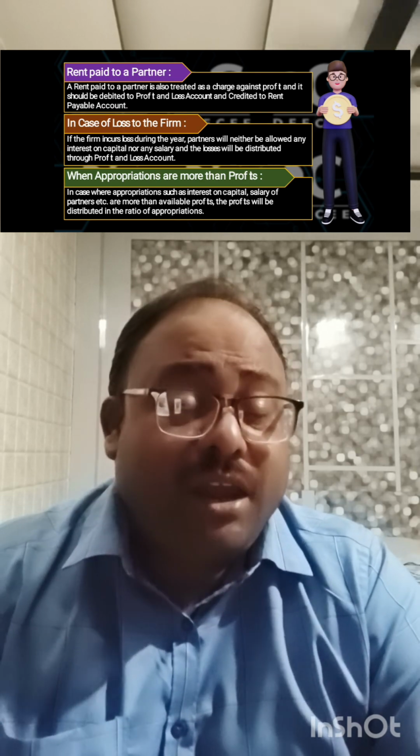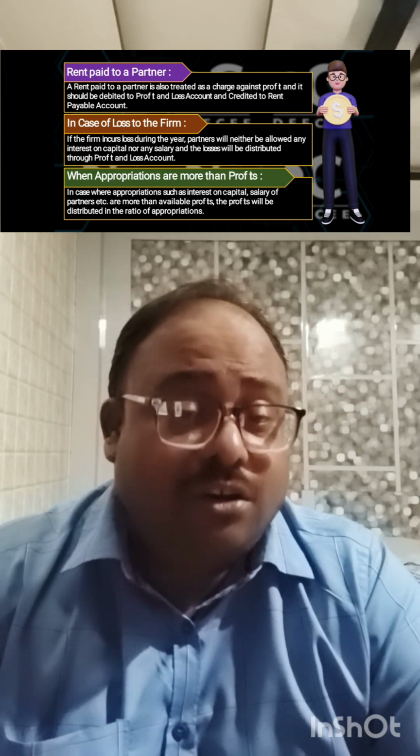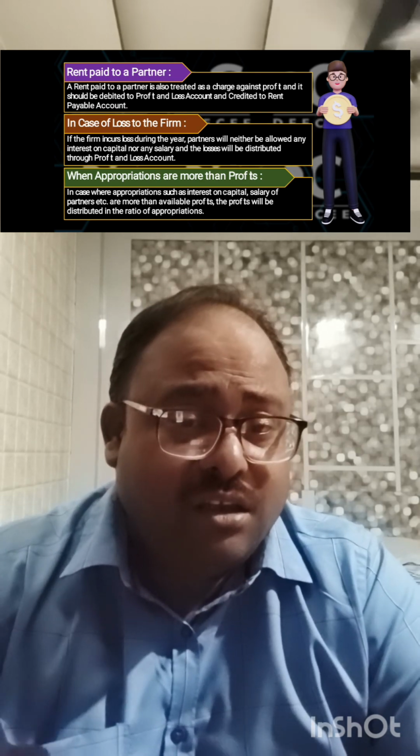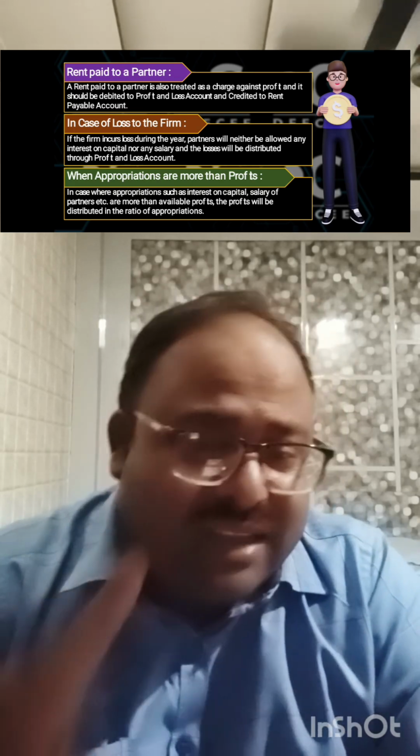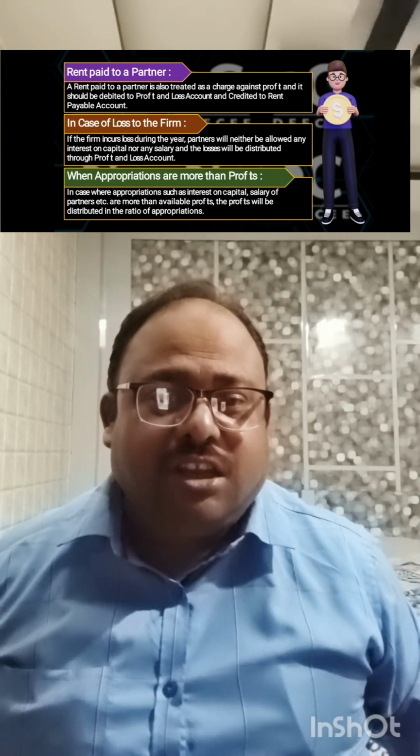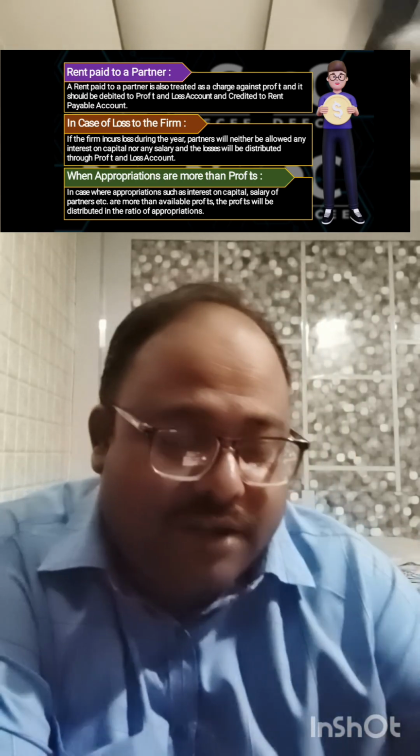But if you have taken the property from the partner on a lease or a rent, whatever the rent will be paid, again it is an expense. It won't be an appropriation of profit. Whether you generate profit or not, rent has to be paid, and that rent has to be recorded in profit and loss account. And as per the ICAI syllabus, this rent has to be transferred to the capital account of that partner. Again, from the net profit, you have to deduct the rent of the partner.